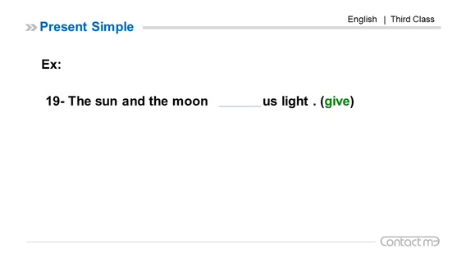The sun and the moon give us light. Fact. If we say the sun gives, the moon gives, but the sun and the moon give us light.